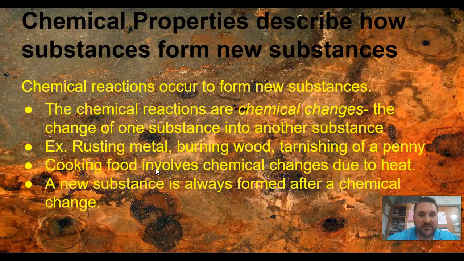Chemical properties describe how substances form new substances. The picture here in the background is a piece of metal that's all rusted. So a chemical reaction changes the substance. It's going from iron to this iron oxide that you can see. That's that rusting color. Burning of wood, tarnishing of a penny, cooking your food. It is something new after the reaction occurs.